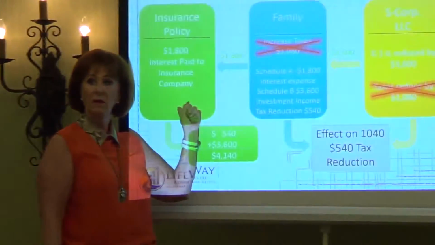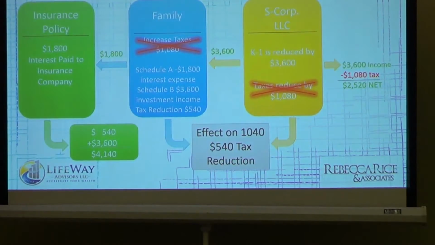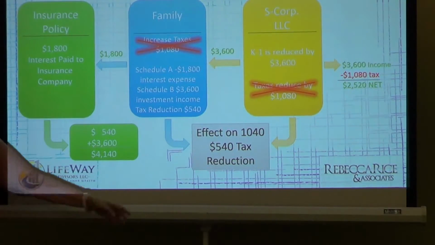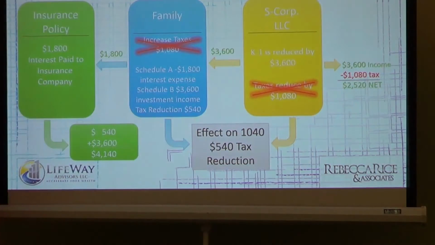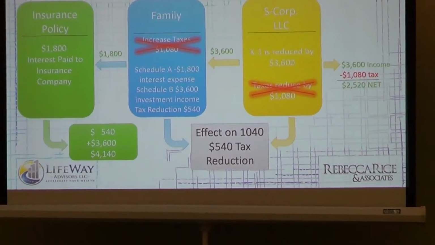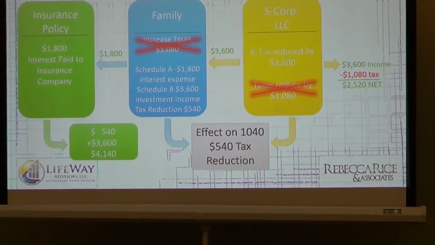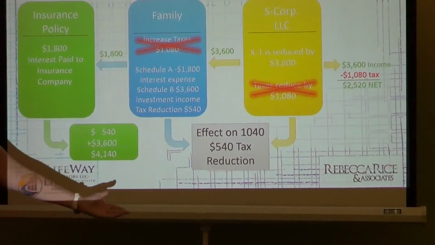Now, instead, we borrow $30,000 from the insurance company at 6%. We're going to loan it to our company at 12%. What did that do? I'm just going to use an S Corp as an example. Our K-1 is reduced by $3,600, isn't it? Because isn't that $3,600 of interest a write-off in our company? Isn't that a business expense? So our taxes were reduced by $1,080, right?